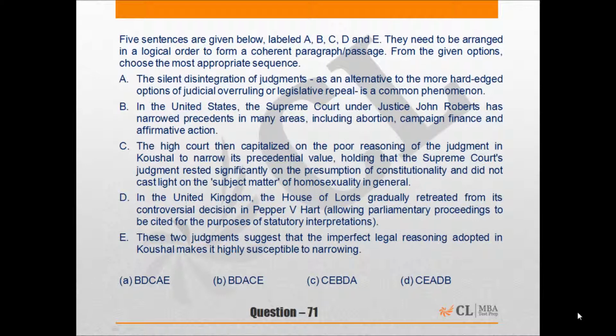In this case, option D would be the correct answer because it has both the mandatory pairs, that is CE and ADB. So option D is the correct answer to this question.